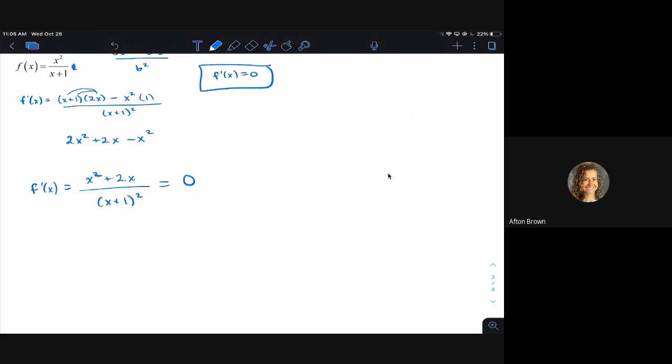Yeah. Sorry, say that again. When the top equals 0. Very good. A fraction equals 0 when the top equals 0. So even though at first we think we don't like working with fractions, they make this step a lot easier.